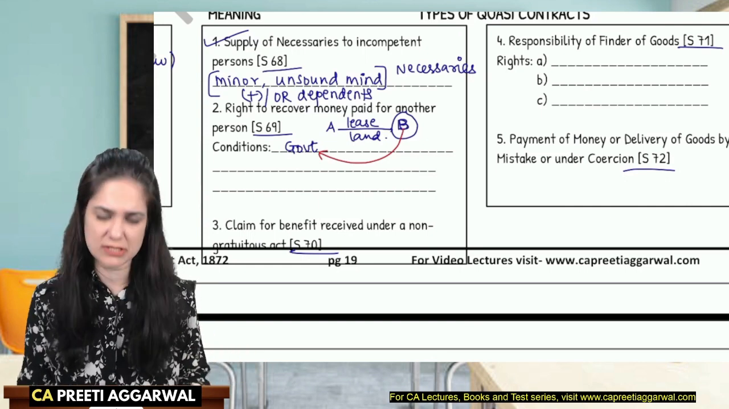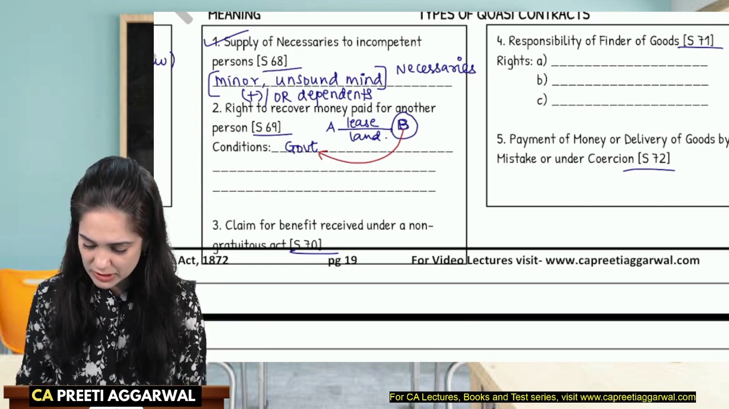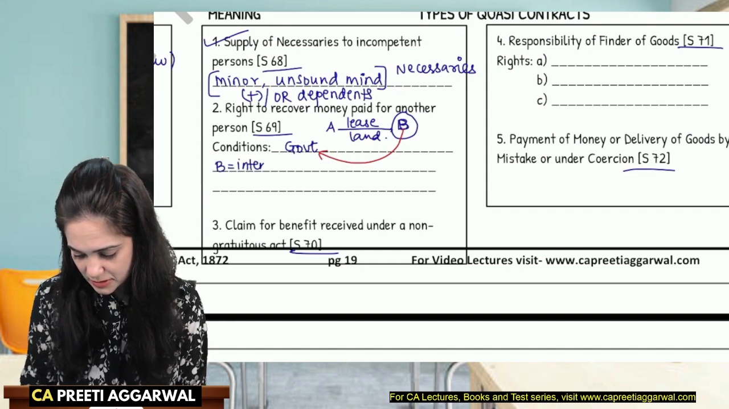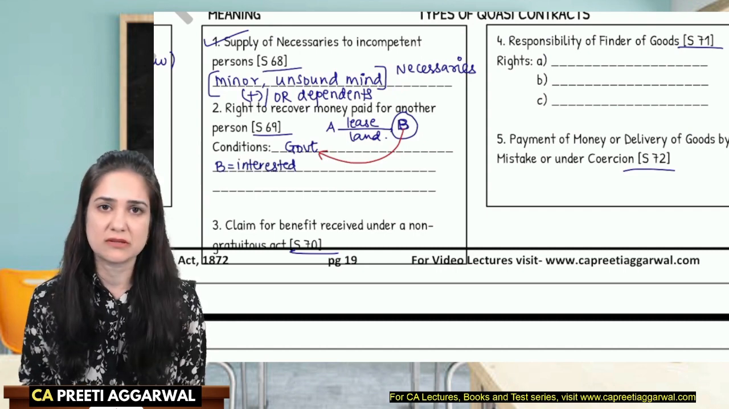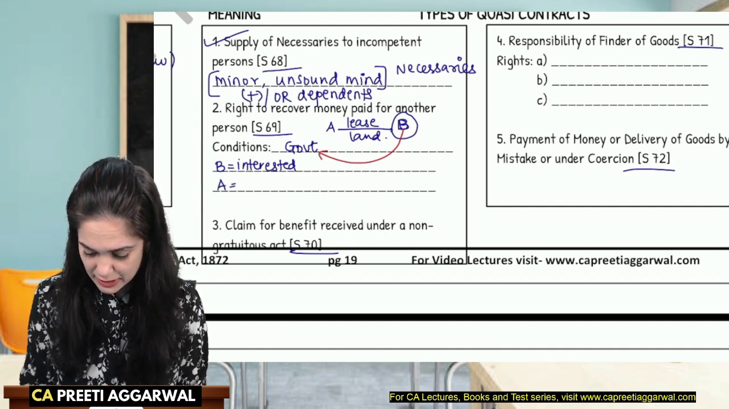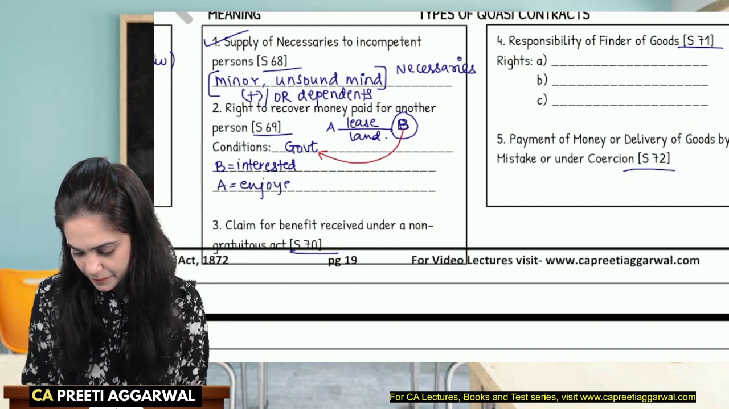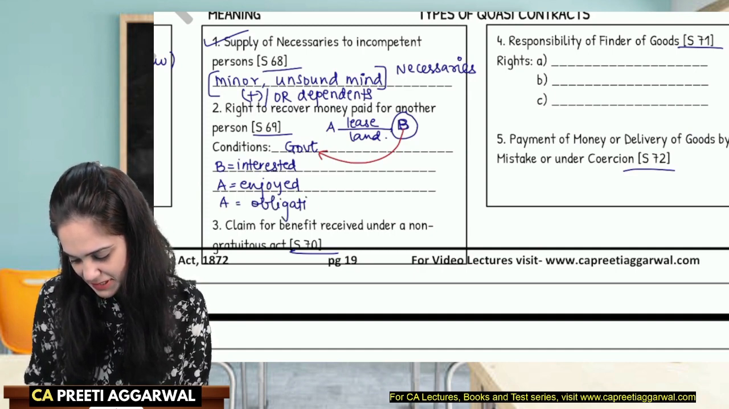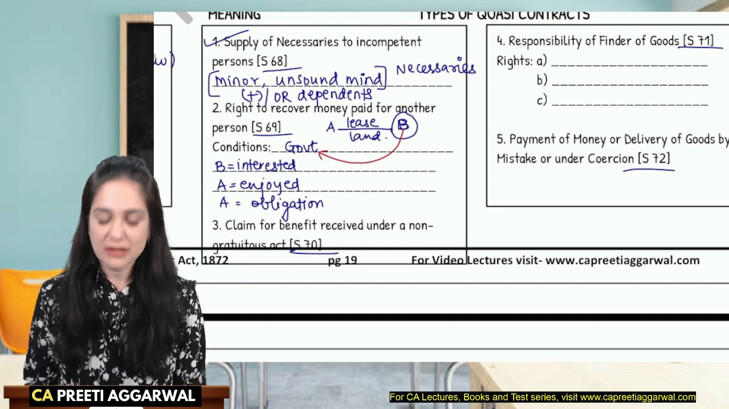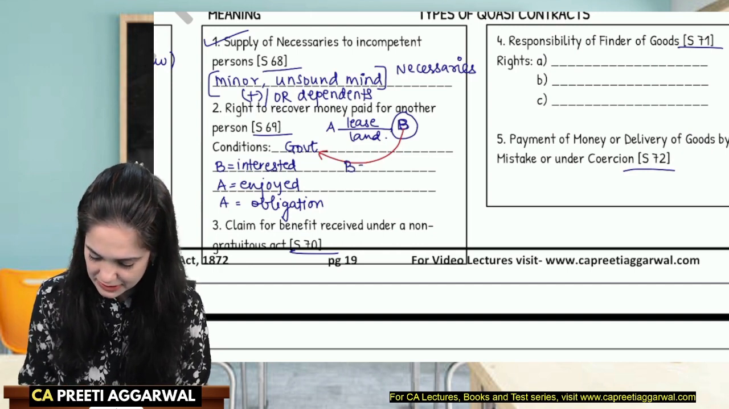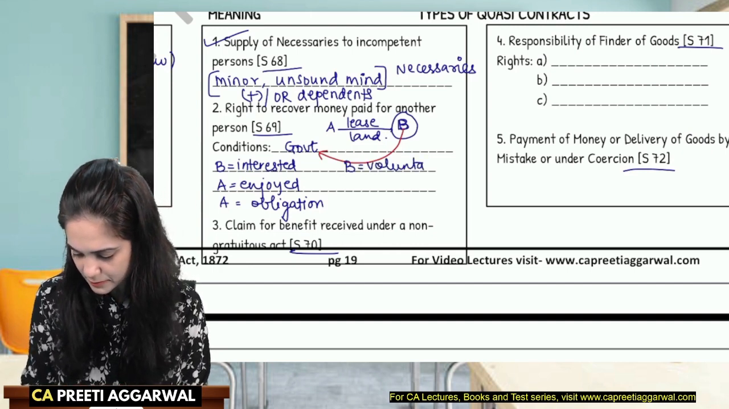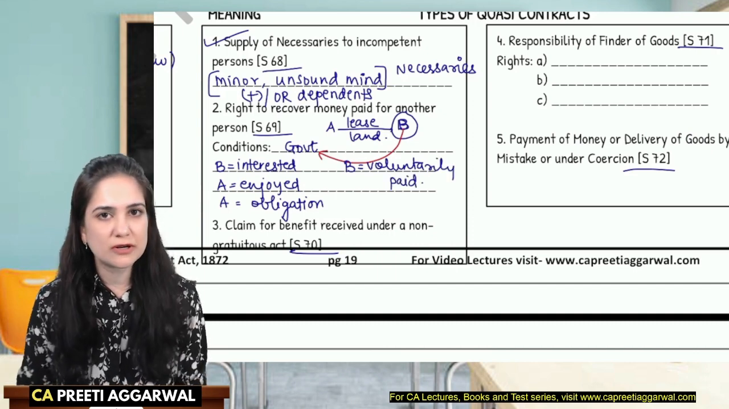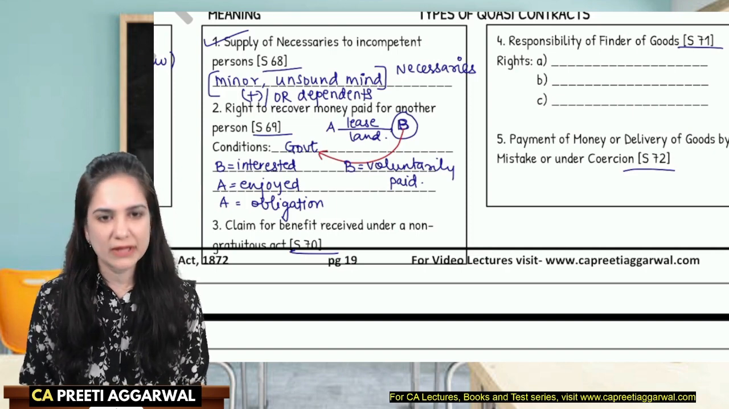So what are the conditions to be satisfied? The condition is that the person who has made the payment is interested. B is interested. What is his interest? He wants to save his lease. Then A has enjoyed the benefit. And it was actually A's obligation, which B has paid. And B has paid this voluntarily. So when these conditions are satisfied, there is a quasi contract. B can claim reimbursement from A.